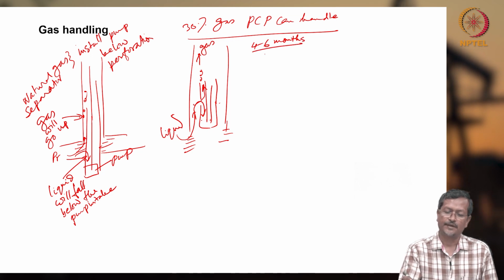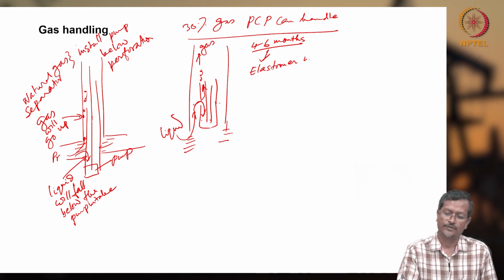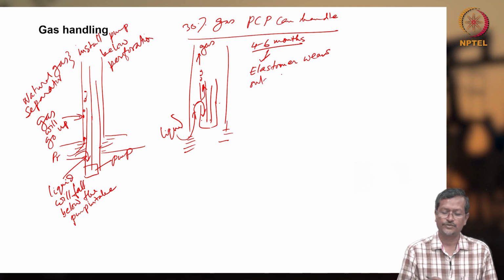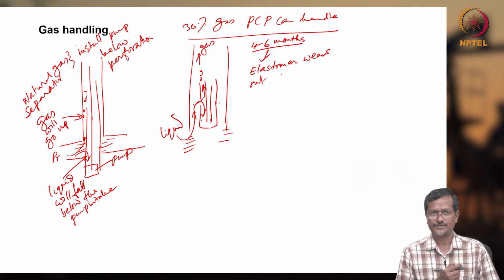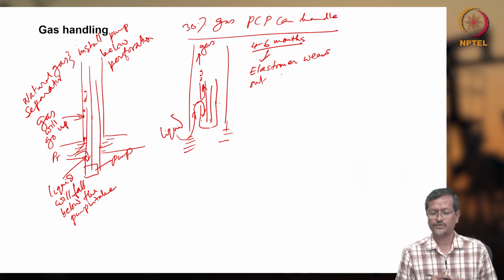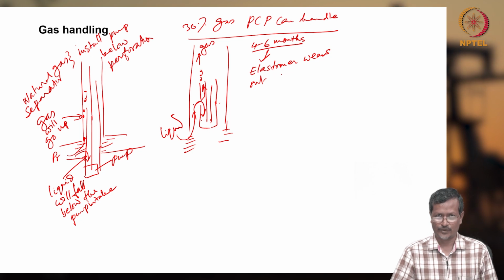Why 4 to 6 months? Because the elastomer wears out. Because the elastomer wears out, PCP life is very low. Continuously rubbing, one surface is working, another surface rubbing, I already explained. Because of this, PCP life will be very low actually.